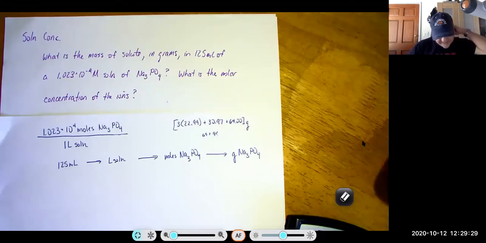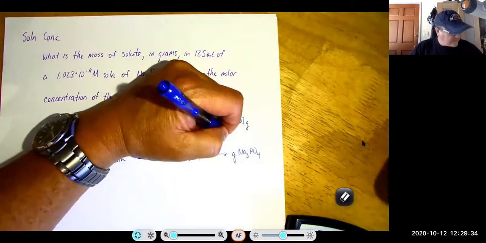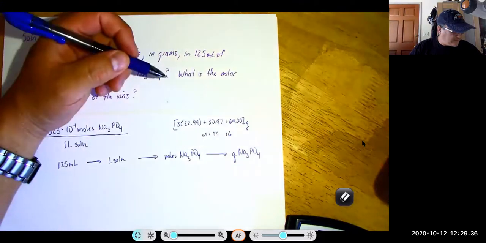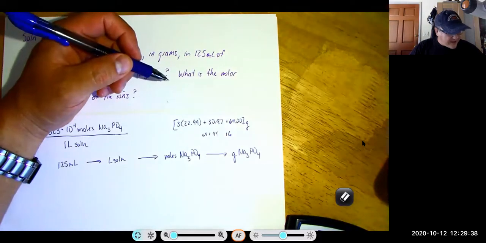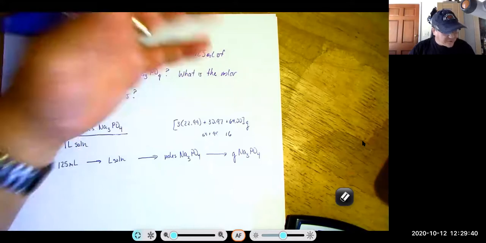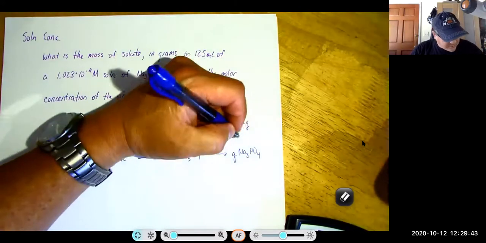Oh, I was off by 10. It's 164. I see that now because 90 plus 60 is 150. So 163.94.